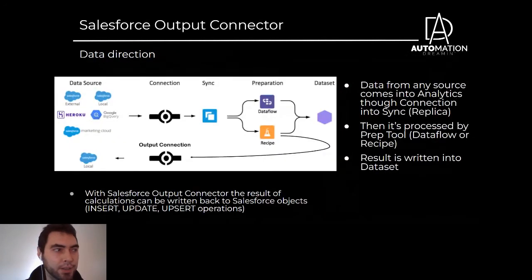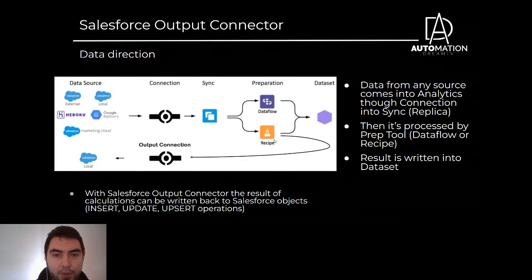actually start. Let's make one step back and see the normal direction of data in CRM Analytics. First we take any data sources, either Salesforce or any other external data, then we authorize it through a connection, load data into sync, which you can also call a replica, process the data with a data prep tool like a data flow or recipe, and register data in the dataset, which later can be used in our dashboards.